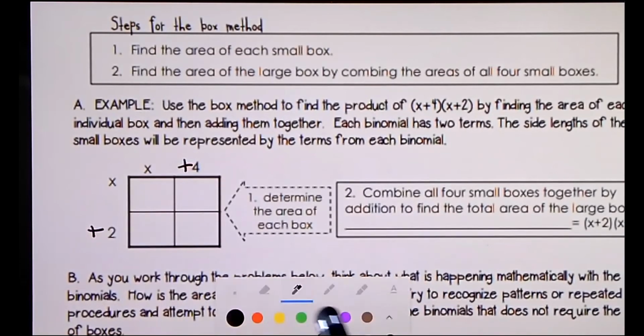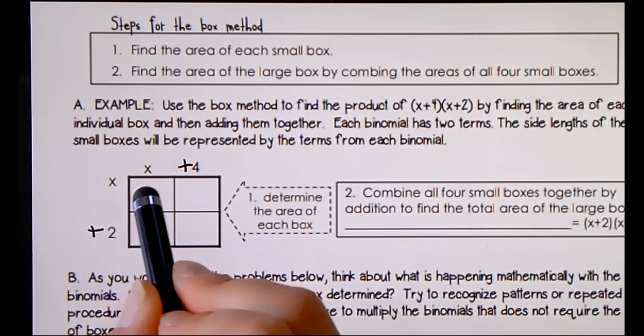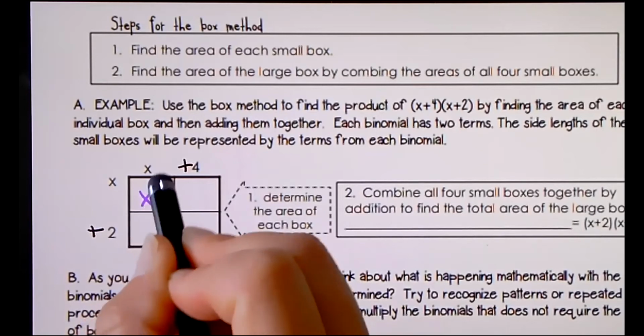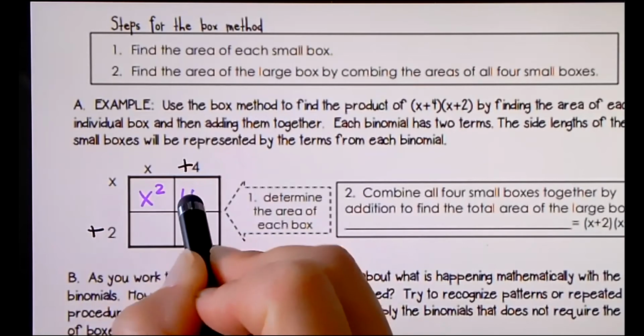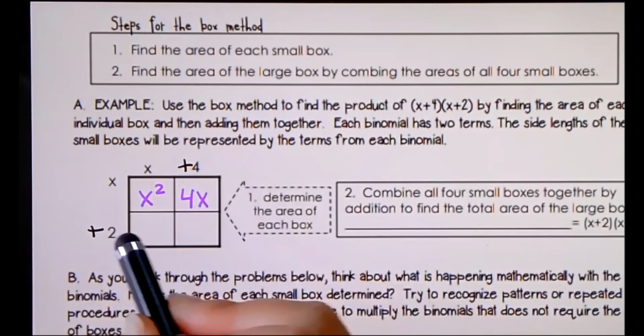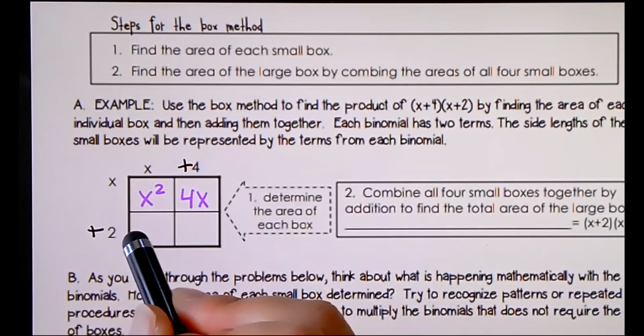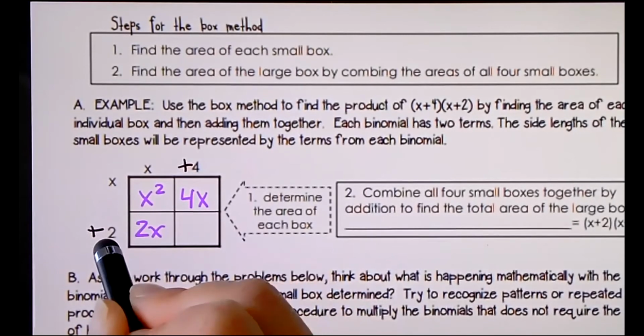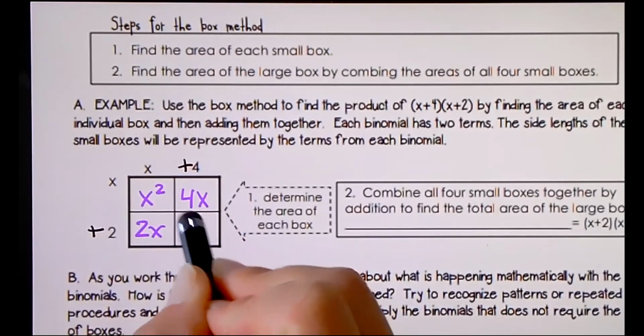And now we're going to multiply these out. So the x is going to multiply with x, and then the x is going to multiply with 4. So x times x is x squared. X times 4 is 4x. Now the 2 is going to multiply with the x, and then the 2 is going to multiply with the 4. So 2 times x is 2x. 2 times 4 is 8.